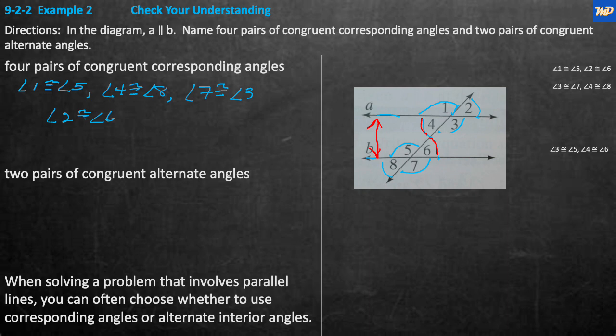Okay? So we're going to say angle 4 is congruent, oops, drew that wrong, is congruent to angle 6. And what's another one here? How about 5 and 3? Angle 3 is congruent to angle 5.